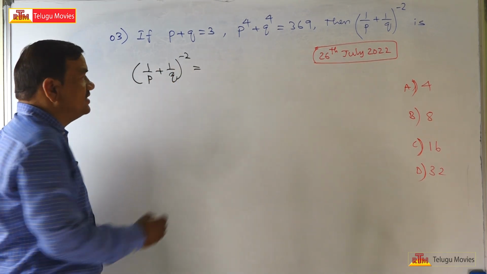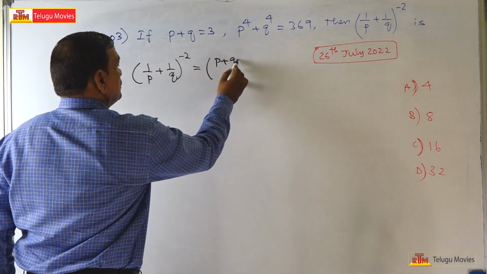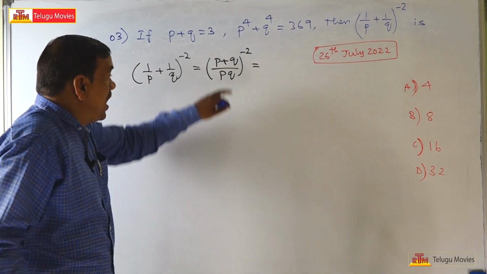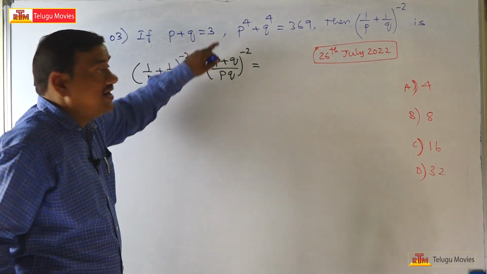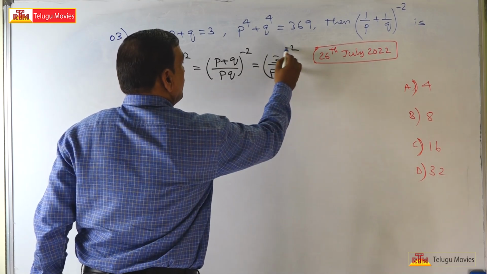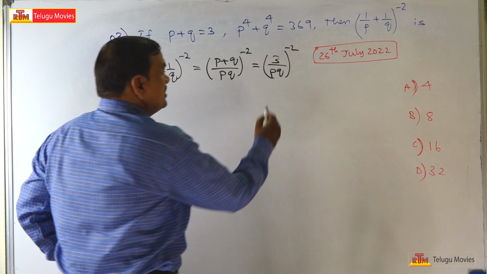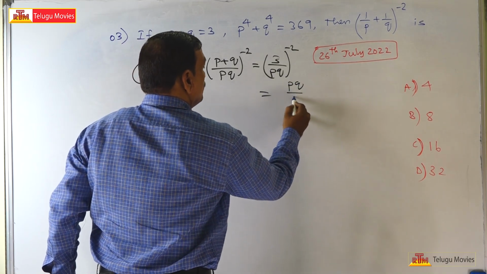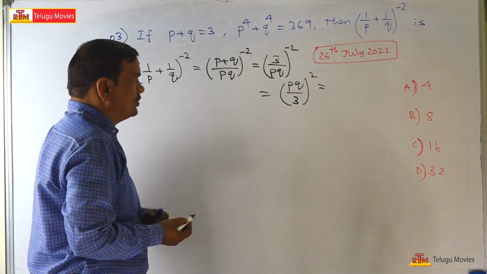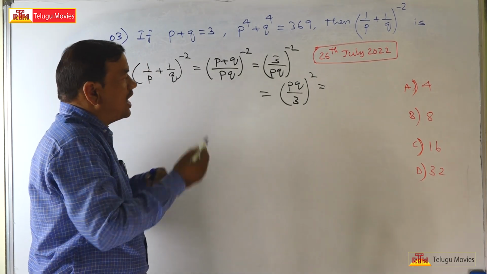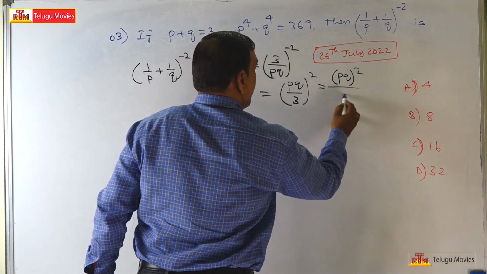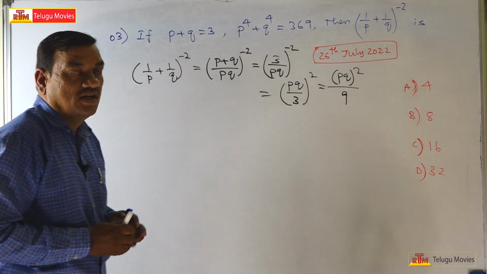So here what is the LCM? This is (p plus q upon pq) whole power minus 2. What is the p plus q value? It is given as 3. So this is (3 upon pq) whole power minus 2, which is nothing but (pq by 3) whole square. That means whole power minus 2, I will take as plus 2, so you have to turn it upside down. So this is equal to (pq) square by 9. Understand this step?